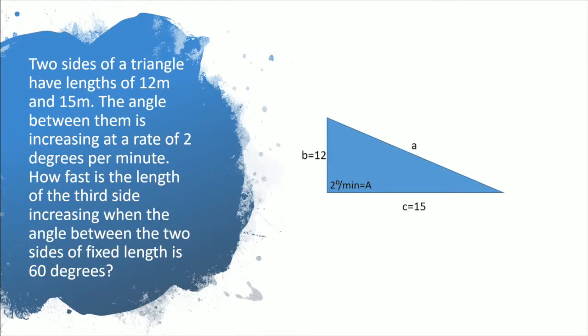Suppose we have a triangle we know two sides of. This triangle has one side at 12 meters and another side at 15 meters. The angle between these two sides is increasing at a rate of 2 degrees per minute. How fast is the length of the third side increasing when the angle between the two sides is fixed at 60 degrees? Right off the bat, we already know we're going to be using the law of cosines.